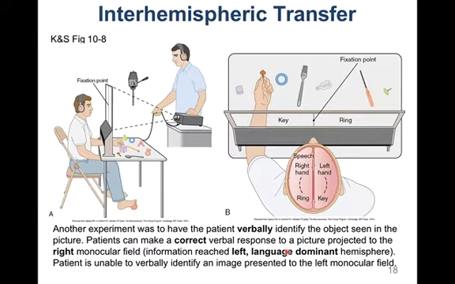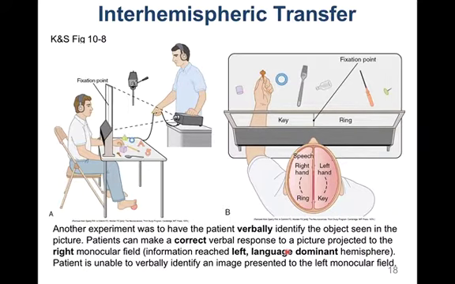And then a similar experiment, rather than flashing an image to end up in the visual cortex of one field or another, one hemisphere or another, was to ask the patient verbally to identify the object that was seen in the picture. So you flash the word key, and then you ask them to verbalize a response. What was the word that was just shown? So now you need to think about where Wernicke's and Broca's are. And you need to recall that the left hemisphere is language dominant.